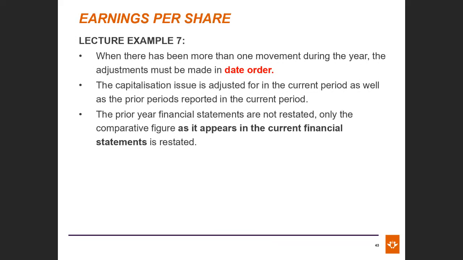So we're not saying that the prior year was wrong and needs to be restated. We're just saying that the comparative figure is going to be adjusted so that when you compare your earnings per share this year and last year, it is comparative. Okay. So that is lecture example 7.